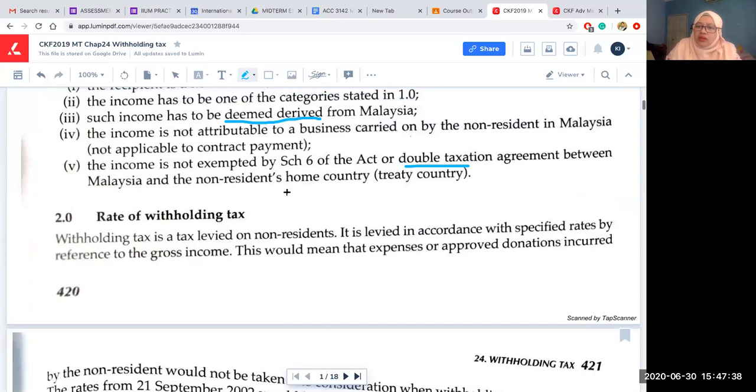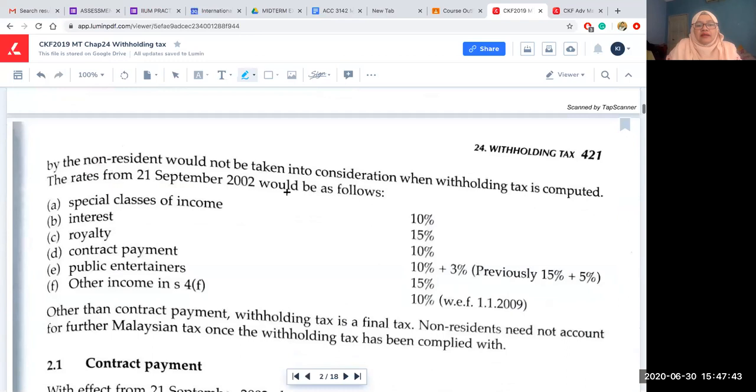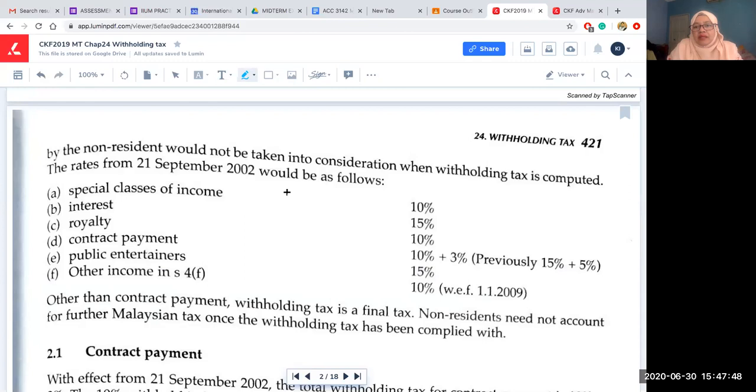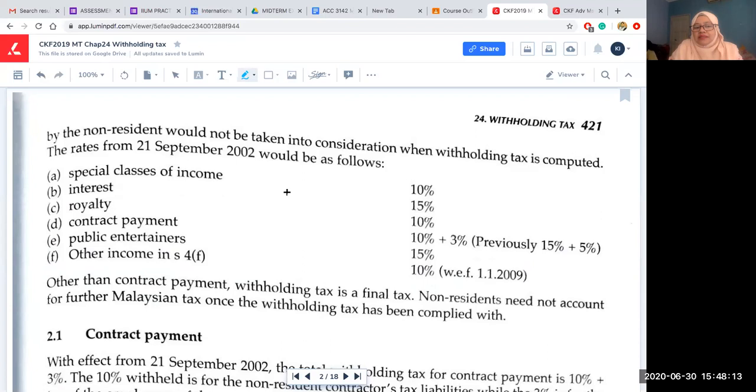income. So here we say that number one is special class of income, the rate is 10%. So if you say that 100,000 payment to a non-resident person, you have to withhold 10% of that, which is 10,000 ringgit. Or if the interest, it is 15%. Royalty is 10%. Contract payment is 10 plus 3%. So it's a bit different, right? 10% plus 3%. Later we look at what 10 and 3 mean. We have public entertainers, and then you also have other income under section 4F, which is 10%.